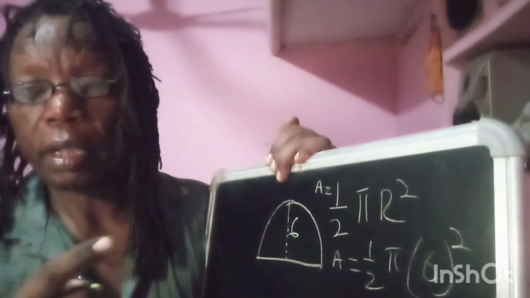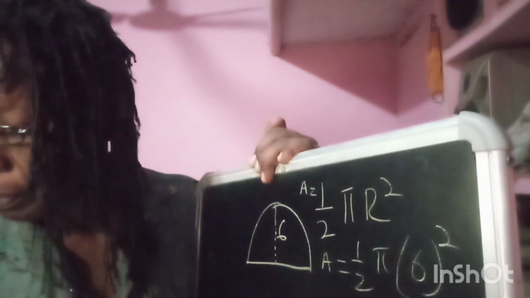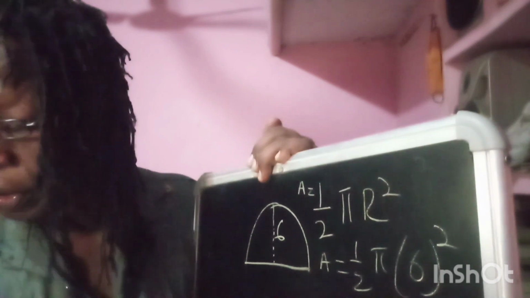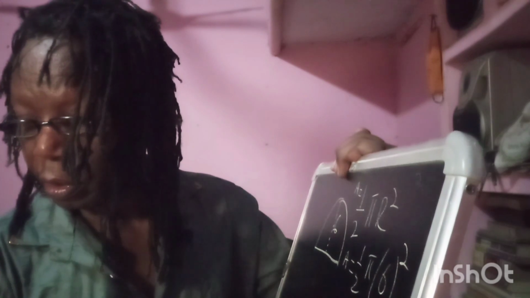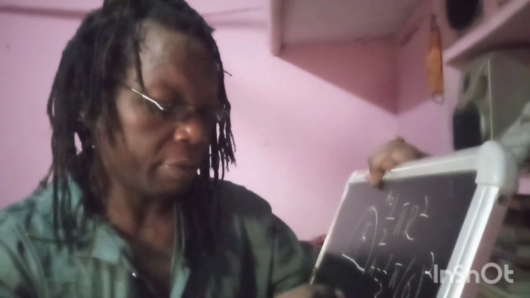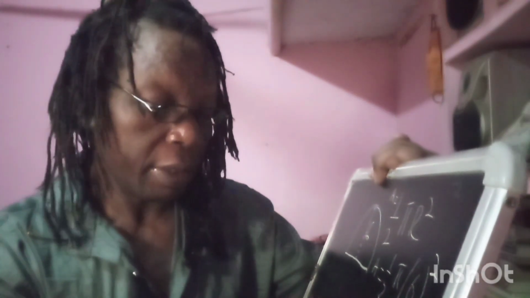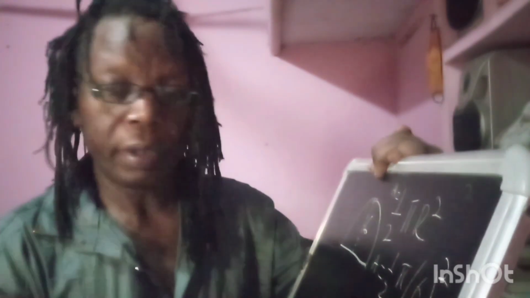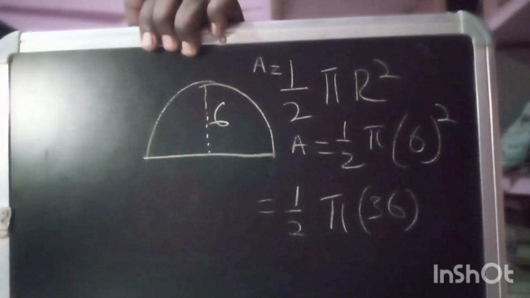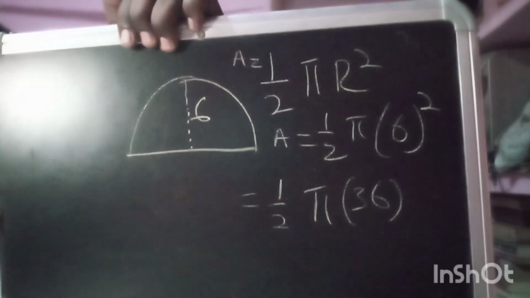Sorry guys, I have to move the board because I have to write it for you. I have to show you this thing. Which will be equal to half pi. Now when you square 6, you get 36. So we're going to write 36 here. Are we together? Yes.